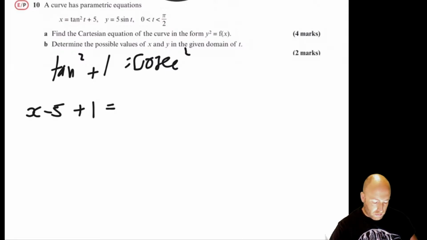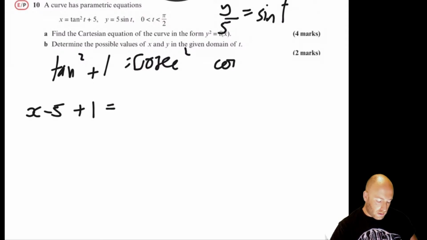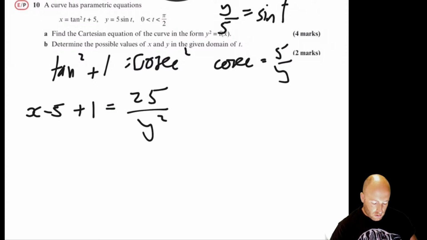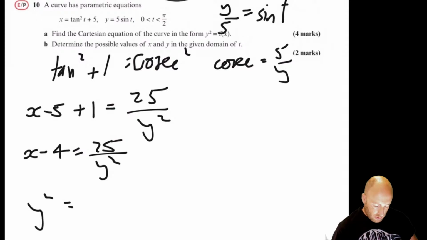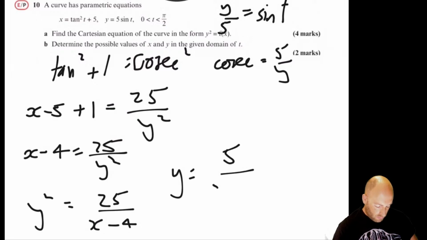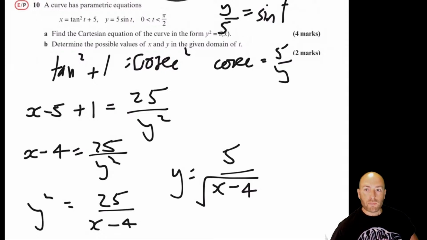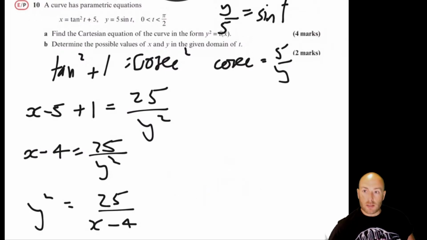Now here we've got a little bit of a problem. y over 5 would equal sine, so cosec would be 5 over y, so cosec squared would be 25 over y squared. So we've got x take 4 is 25 over y squared, so y squared is 25 over x take 4, square root everything, y is 5 over the square root of x take 4. So that's my Cartesian. Oh, it doesn't want me to square root it. Cool. So we get that as the Cartesian.